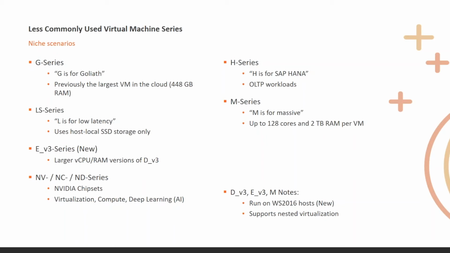Then we have the NVIDIA virtual machines. So these are using some features from Windows Server 2016 Hyper-V, where we're able to give discrete access to the physical devices to the virtual machines. So the virtual machines aren't using virtual graphics cards, they're using physical graphics processors. So we have the NV series for desktop virtualization, the NC series for compute workloads like simulation, and the ND series where D stands for deep learning or AI.